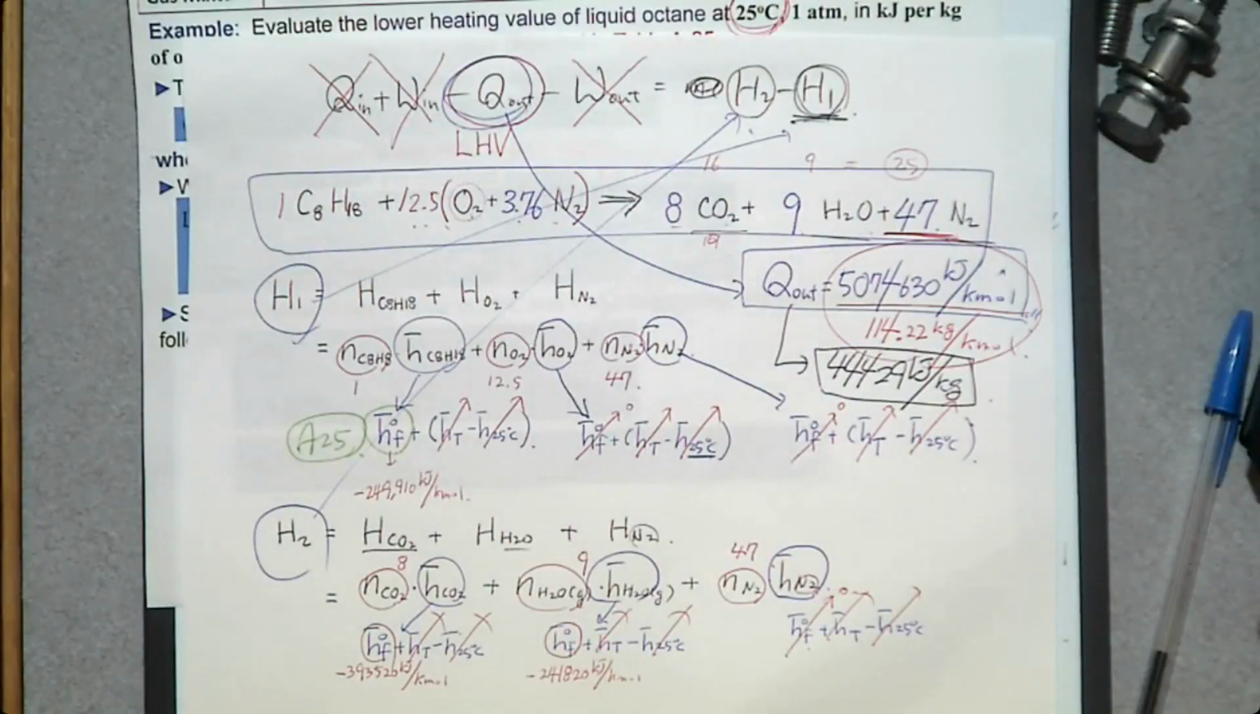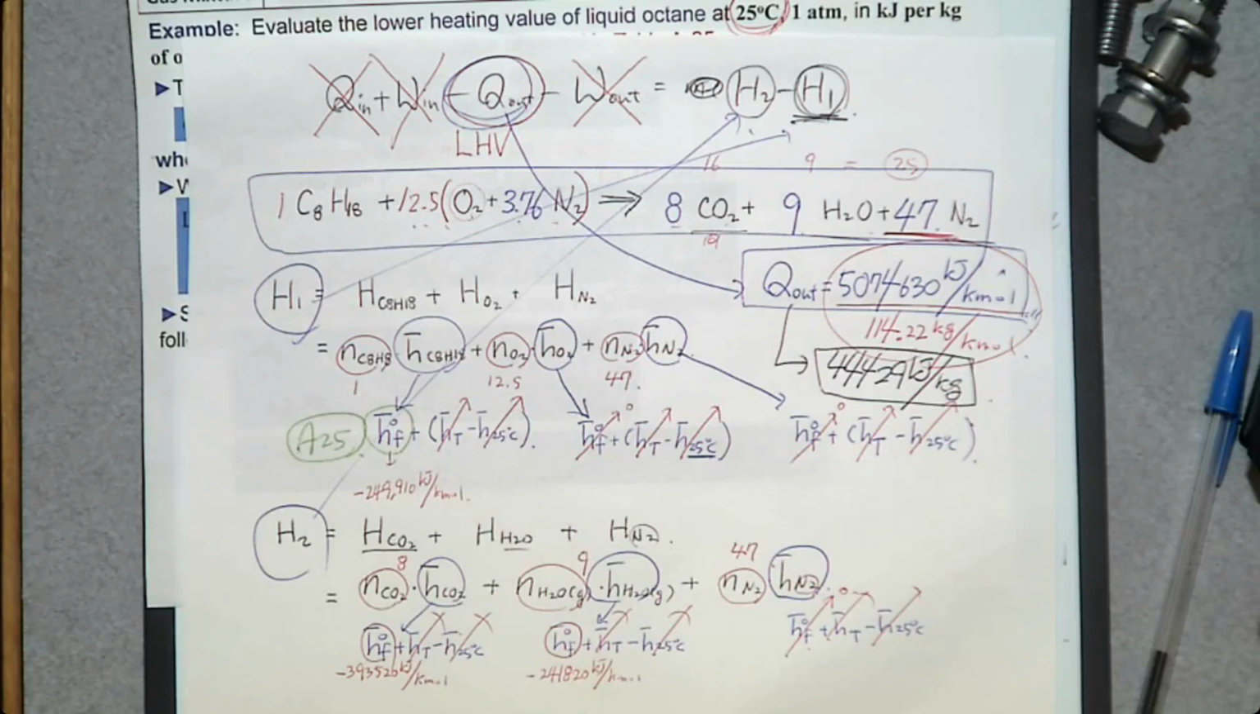Molecular weight of this one, C8H18, so that is 114.22. Yes. If you want to get rid of this kilomole, divide by molecular weight. If you want to get rid of this kilogram, then multiply by molecular weight. So from here to here, divide by molecular weight. From here to there, multiply by molecular weight.